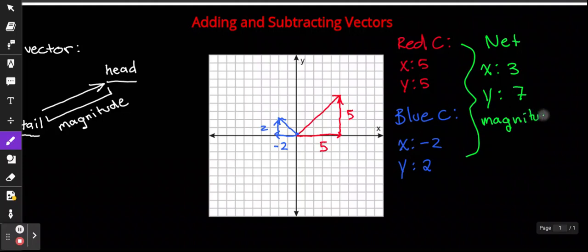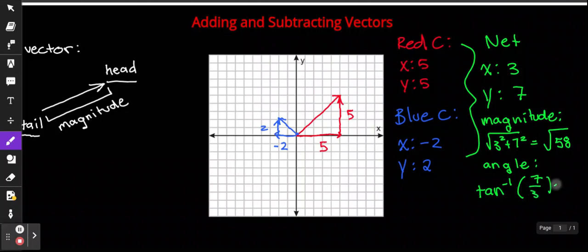And remember, magnitude is calculated using the Pythagorean theorem, which is going to be 3 squared plus 7 squared, which is equal to the square root of, let's check with the calculator, 9 plus 49, square root of 58. And our angle against the horizontal is going to be tangent inverse of, remember, y over x. So 7 divided by 3, which is about 66.8 degrees above the horizontal.